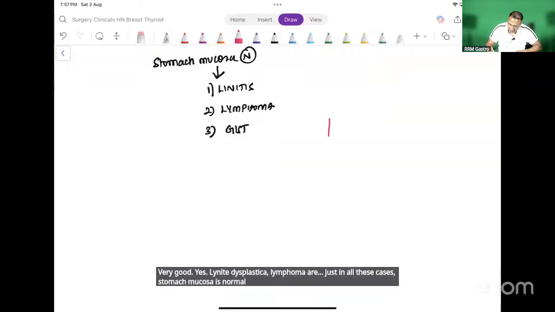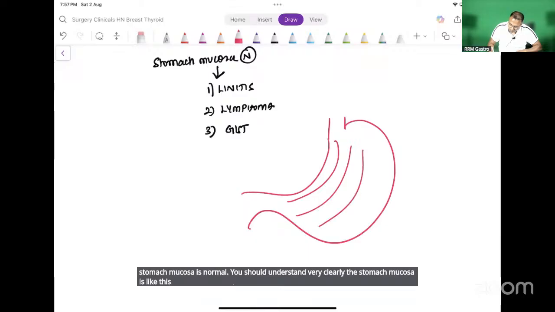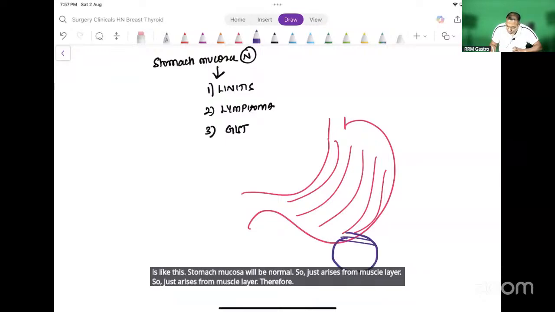You should understand very clearly the stomach mucosa is like this. Stomach mucosa will be normal. So GIST arises from the muscle layer. Therefore, it mostly grows outside like this.